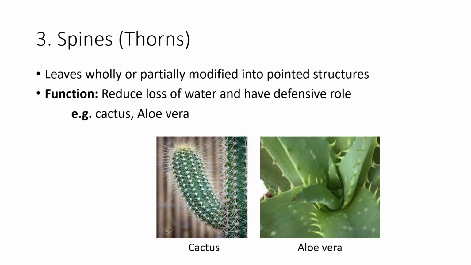Spines or thorns. Leaves of some desert plants, wholly as in cactus or partially as in aloe vera, get modified into pointed structures called leaf spines. They help to reduce the loss of water through transpiration in desert conditions and also protect the plant from grazing animals.